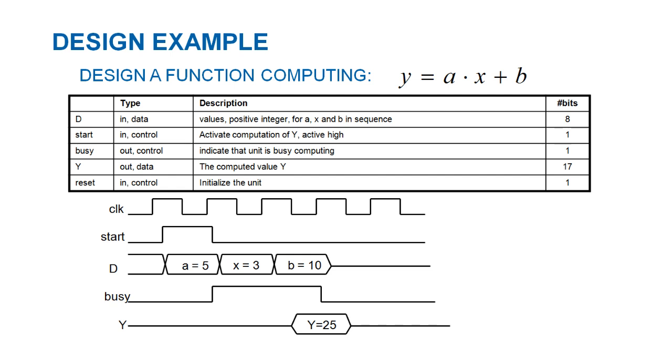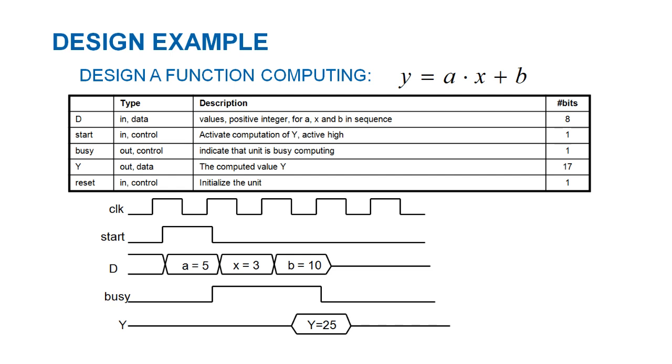So we can have, for this kind of example, some input control signals that say start, reset, clock, and we can have a data input like D, and we can have a data output like Y, and a status output like busy, which indicates that we are still computing and we cannot take any more instructions.